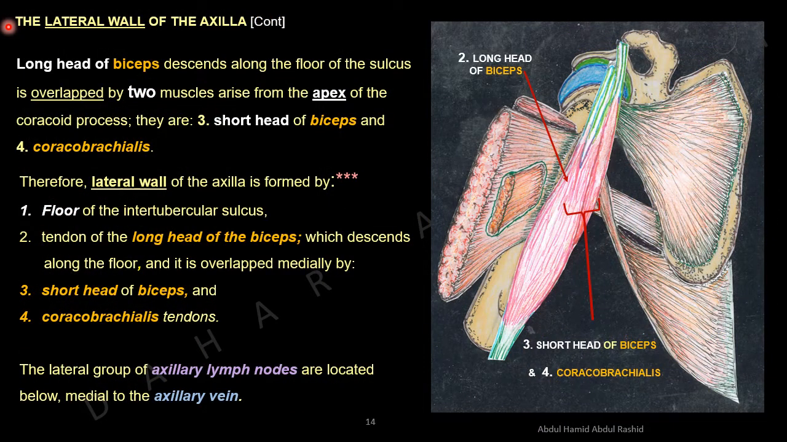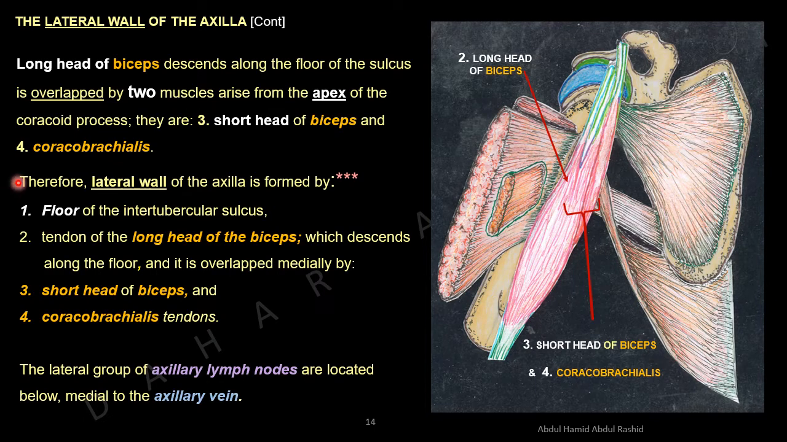The lateral wall of the axilla, continuation. The long head of biceps descends along the floor of the sulcus, which I have already stated earlier. It is overlapped by two muscles which arise from the apex of the coracoid process. They are number 3, short head of biceps muscle, and number 4, coracobrachialis muscle. The short head of biceps muscle is lateral and the coracobrachialis muscle is medial. Both arise from the apex of the coracoid process.